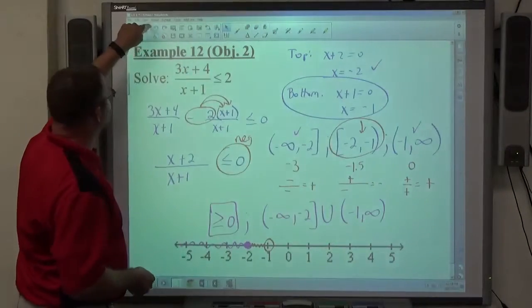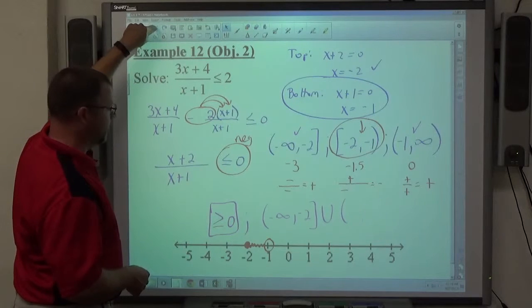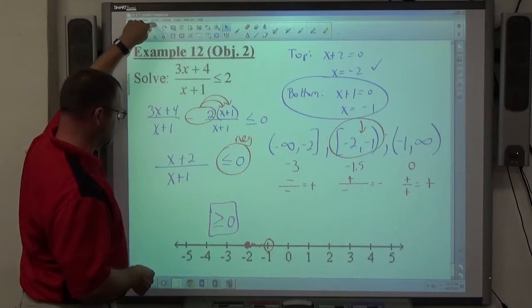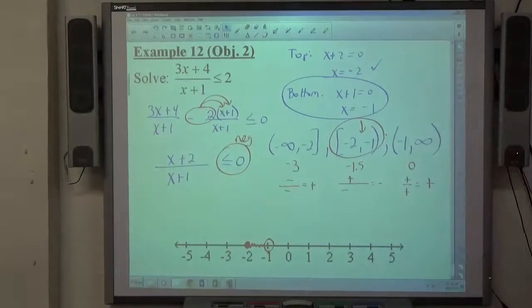But again, this one was less than or equal, so oops. Hit the right button here. Make sure all my work looks like it's supposed to. Perfect, okay. So that's how they do the entire problem there.